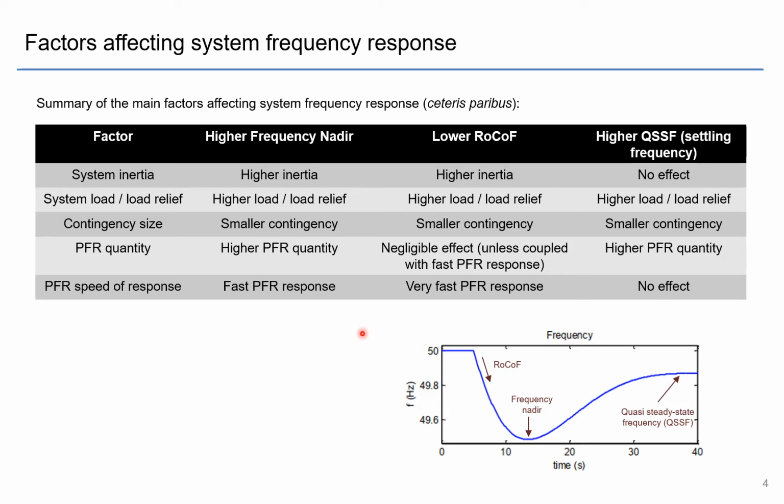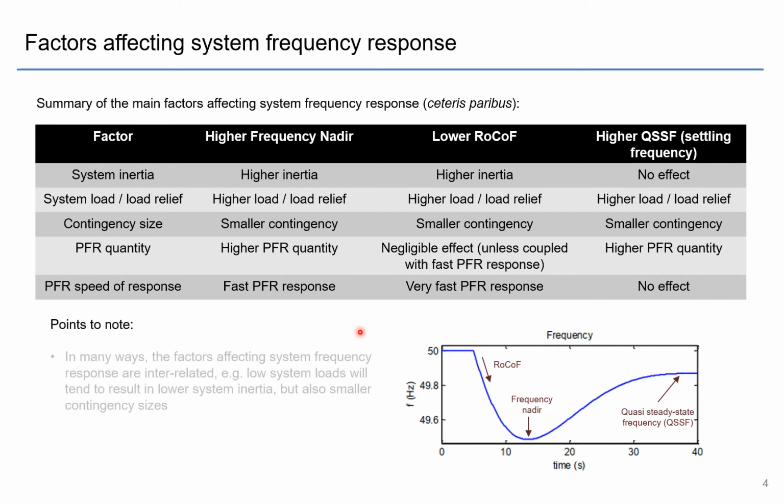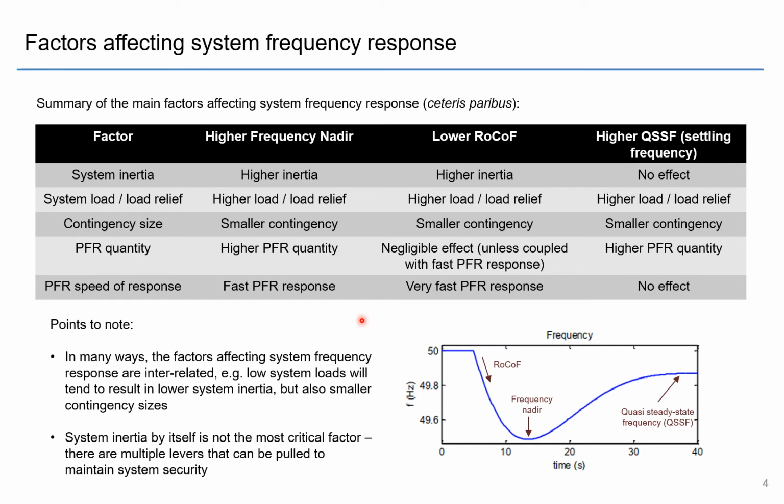So, some interesting points to note. In many ways, all these factors are actually interrelated. Low system loads will tend to give you low system inertia, but you probably also have lower contingency sizes, as all the machines are running a bit lower. And it's important to stress, we talked about this tutorial as low inertia operation, but system inertia by itself is not really the most critical factor. There are actually multiple levers that can be pulled to maintain system security.